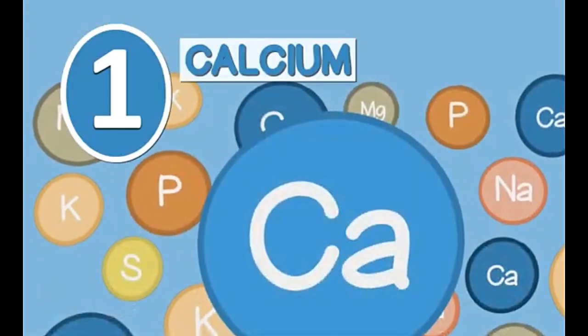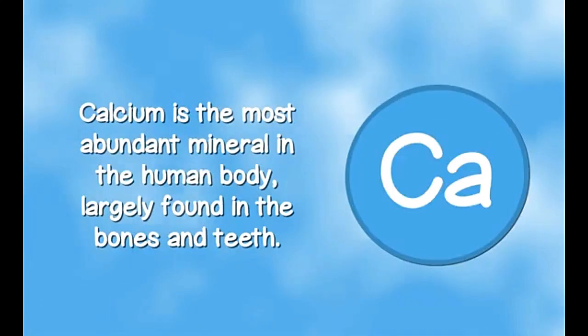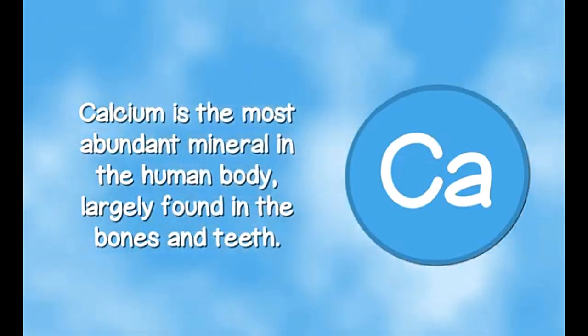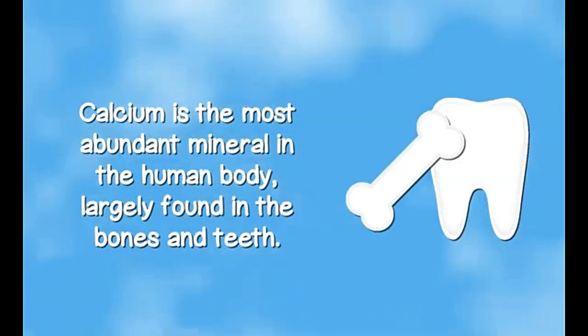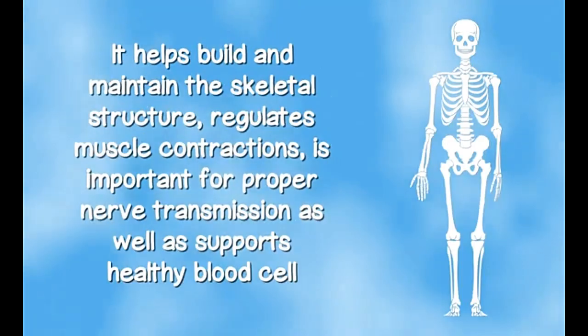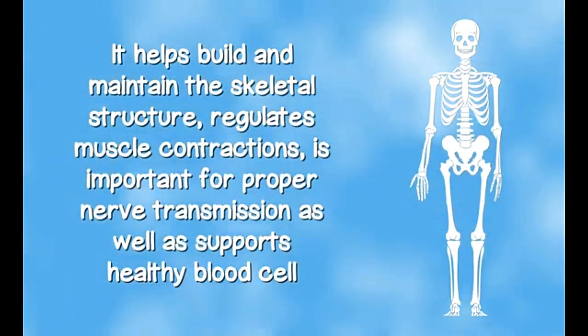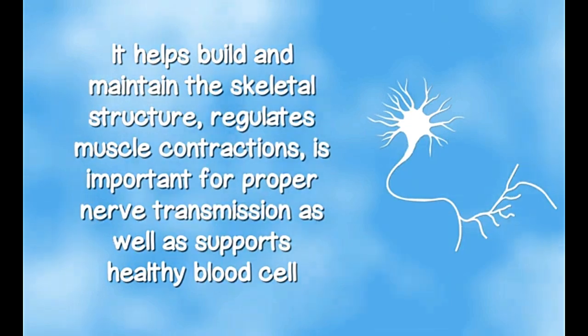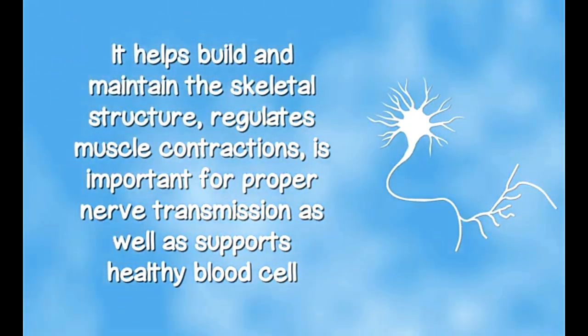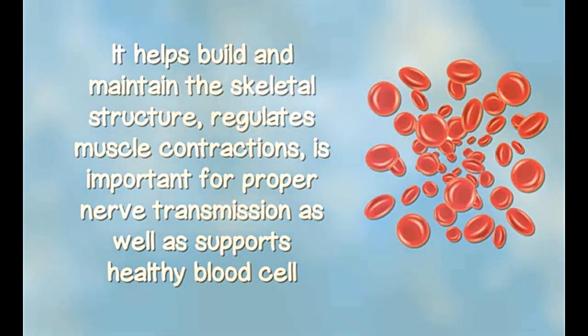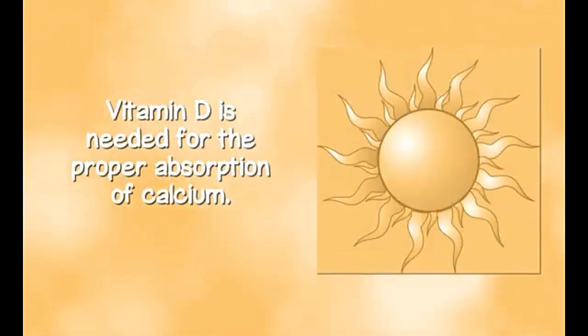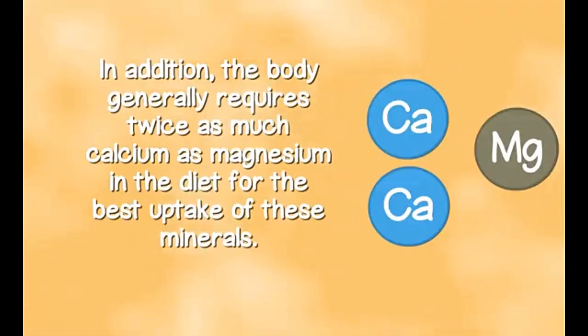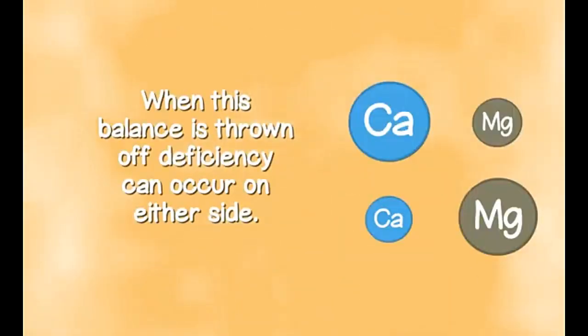Number 1. Calcium. Calcium is the most abundant mineral in the human body, largely found in the bones and teeth. It helps build and maintain the skeletal structure, regulates muscle contractions, is important for proper nerve transmission, as well as supports healthy blood cell function and clotting. Vitamin D is needed for the proper absorption of calcium. In addition, the body generally requires twice as much calcium as magnesium in the diet for the best uptake of these minerals. When this balance is thrown off, deficiency can occur on either side.